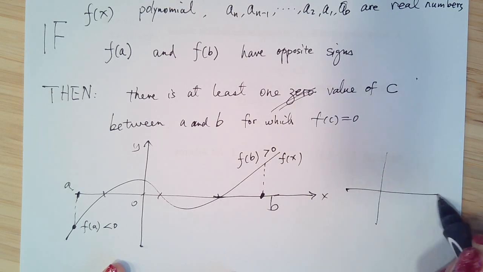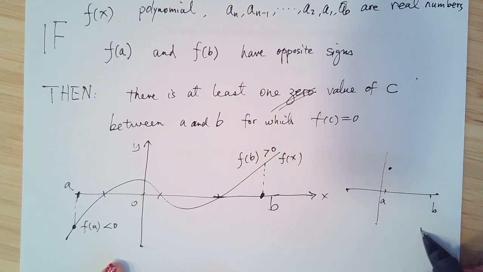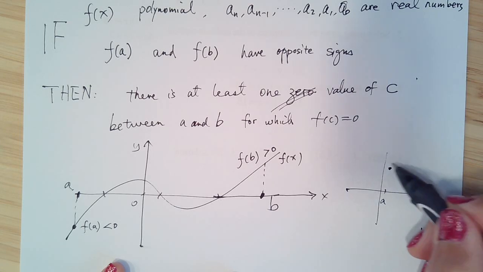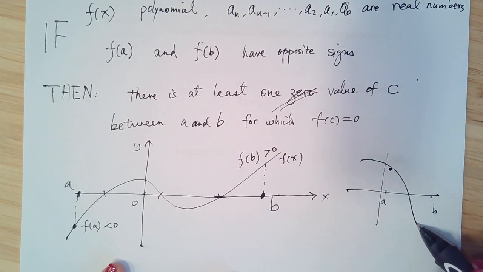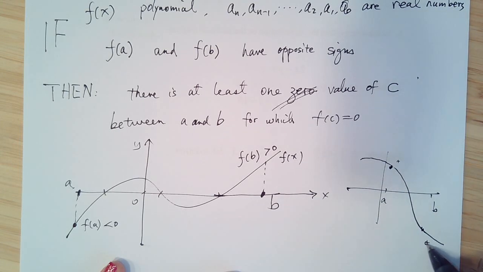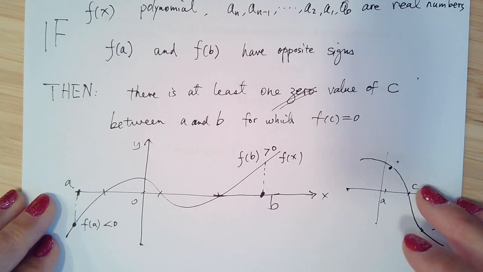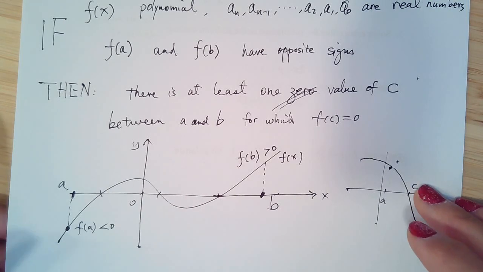Or you might have A here and B here. This is positive, this is negative, and then you might have something that looks like this. They have opposite signs. See, here is that C. We don't need to find out C. We just need to know there's at least one value between A and B that is the 0 of this function, or a solution of that equation.